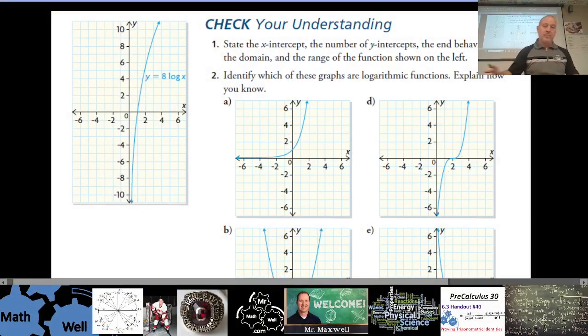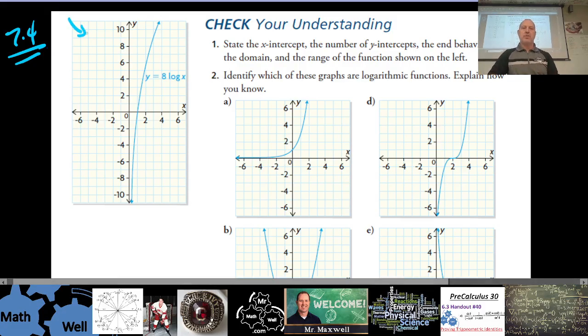Okay, so what is it, 7.4? 7.4, doing some homework here. So we're talking about logarithms, and question number 1 talks about this diagram on the left in your textbook there. And it says, for this diagram on the left, this function, state the x-intercept, the number of y-intercepts, the end behavior, the domain, and the range of the function.